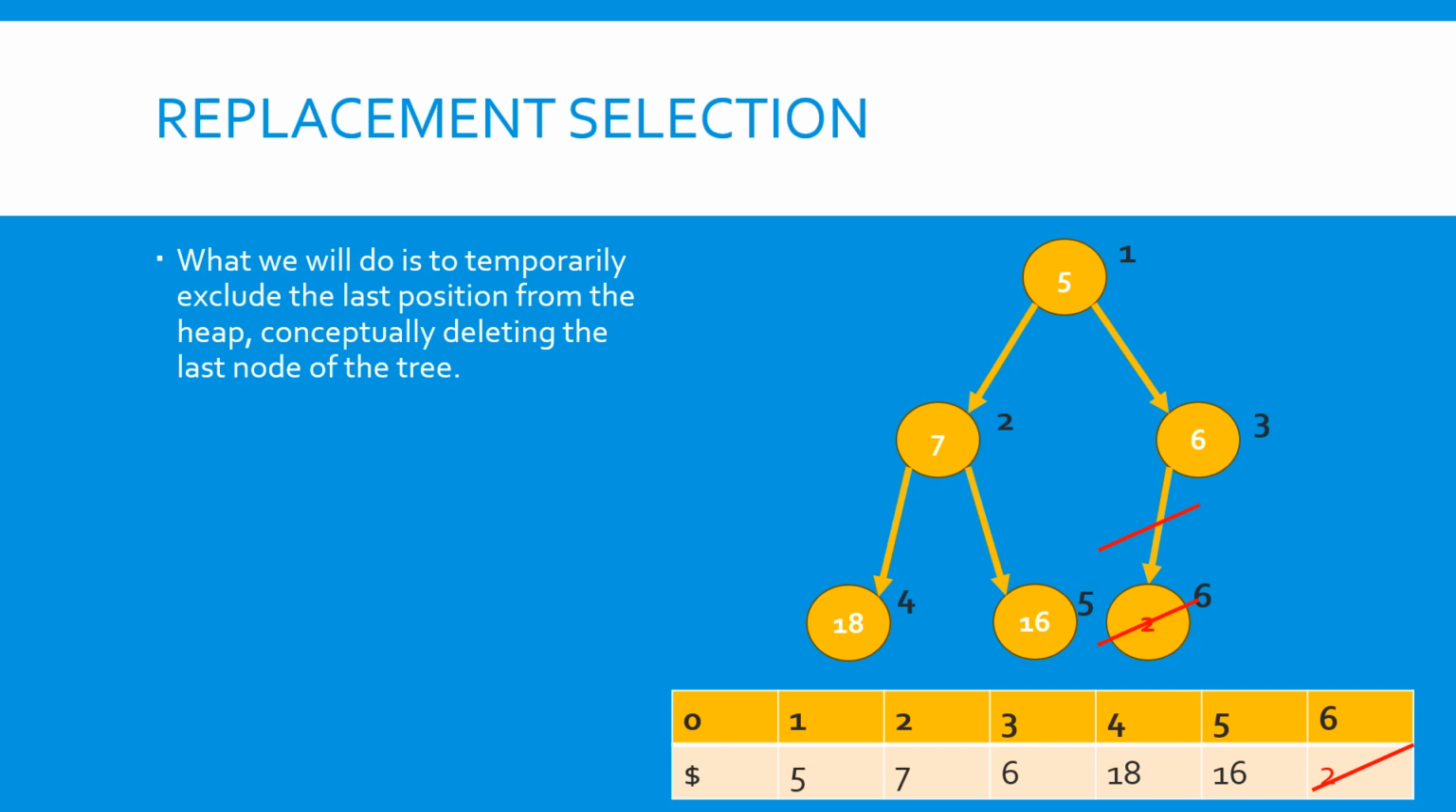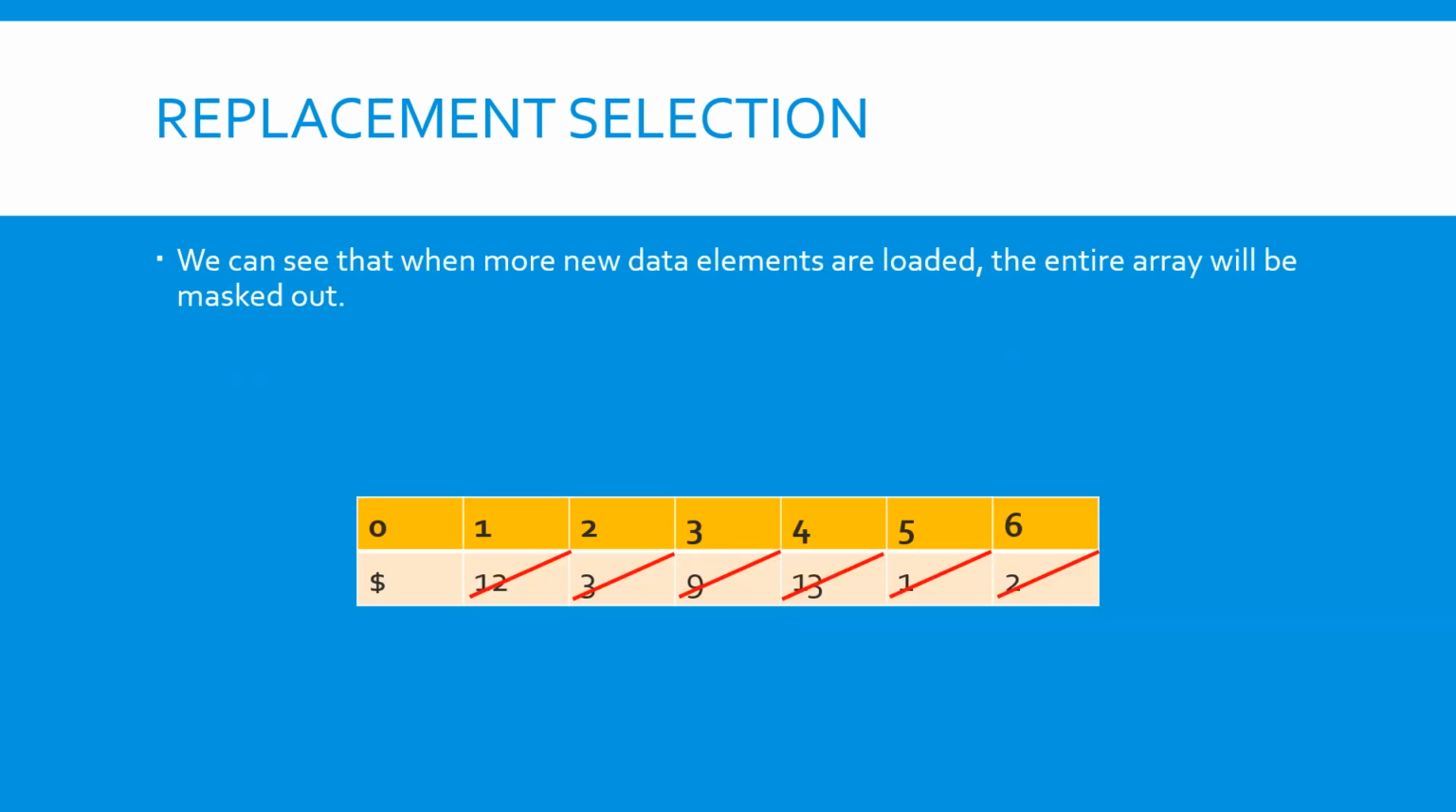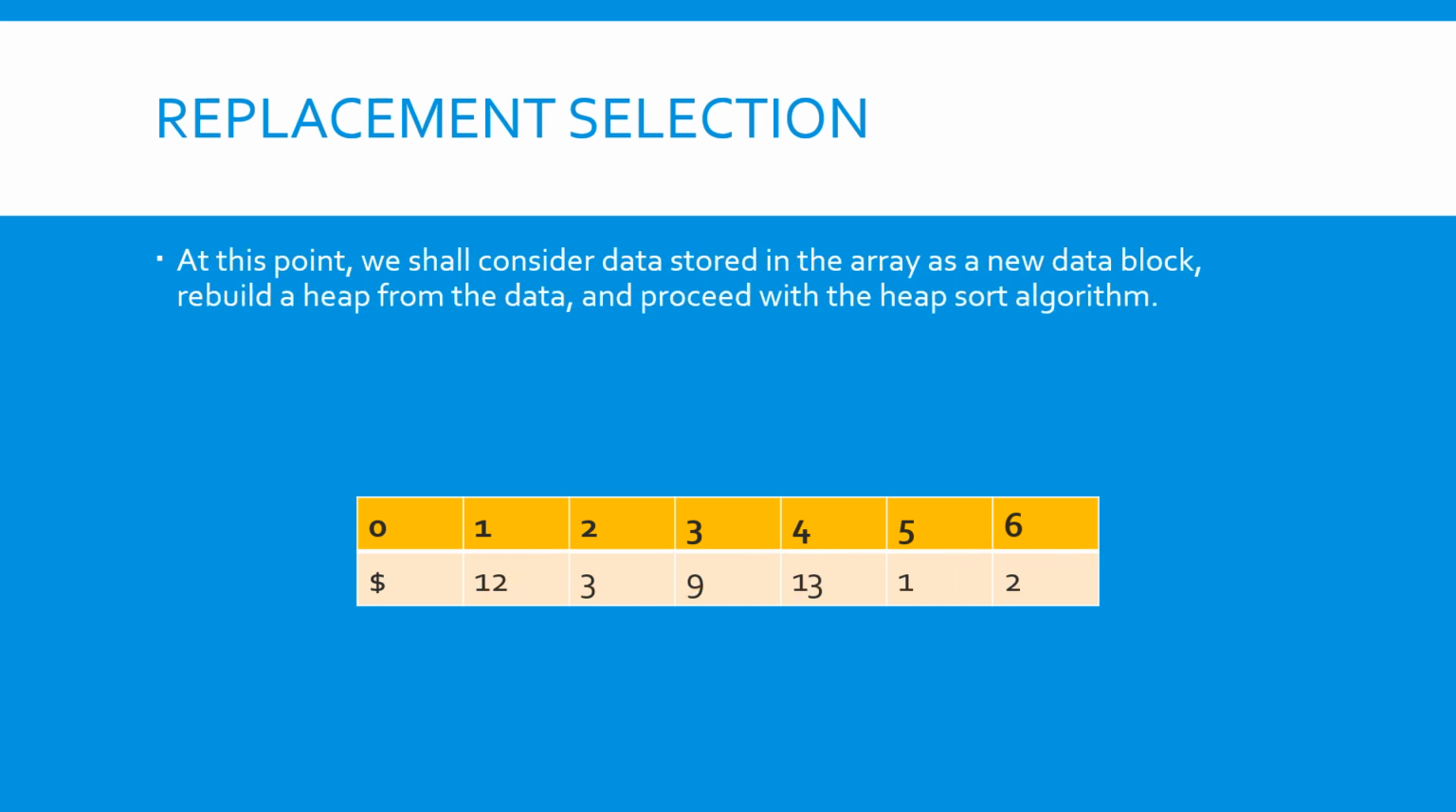Conceptually, it is the same as deleting the last node of the tree. It is not hard to see that, after loading some new data elements, the entire array will be full of elements that do not belong to the current data block. At this point, we can terminate the current data block and proceed with writing the next data block by unmasking all the internal array entries. Note that we still need to spend linear time to build a heap from the array.